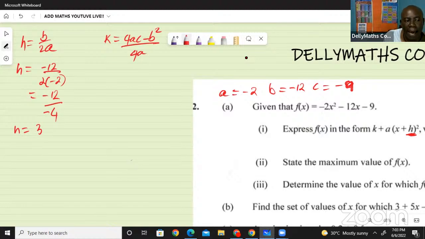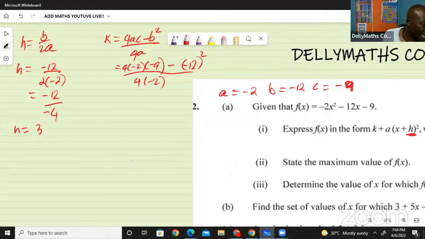So I already have a part of everything that I'm about to do. Now let's go for the K value. In finding the K value, I'm going to use 4AC minus B squared over 4A. So let's do the substitution. We have 4 times A, which is negative 2, times C, which is negative 9, minus B squared, so I'm going to put my negative 12 in a bracket squared, all over 4 times A, and A is negative 2. So there it is.